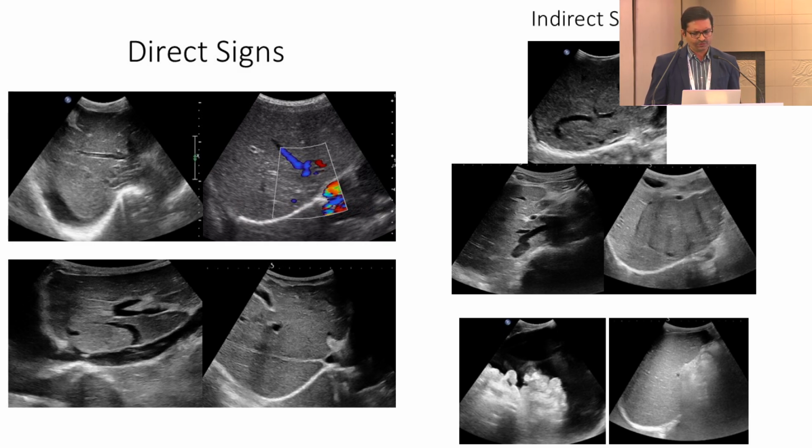And then there are a few indirect signs: the typical comma-shaped collaterals, enlarged caudate vein and enlarged caudate lobe, and there may be features of portal hypertension in the form of ascites and splenomegaly. All these features will help in making a diagnosis of Budd-Chiari syndrome in children, and based on this we can easily plan the next set of interventions which need to be done.